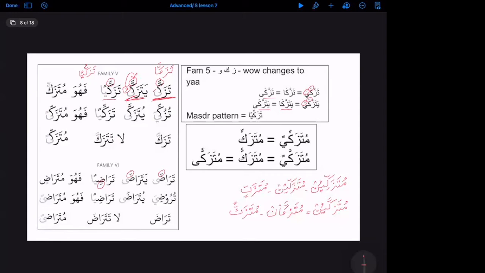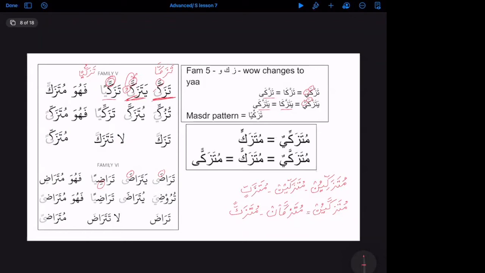What was the actual regular masdar of family 5? Tafarraka, yatafarraku, tafarrukan. So basically the regular masdar will take an oo sound, but in this case it is taking an e sound instead. We need to make this observation: what changes in the masdar when it comes to family 5? Instead of oo, it's e in family 5. So in our case, oo will change into e sound when it comes to family 5. Alhamdulillah.